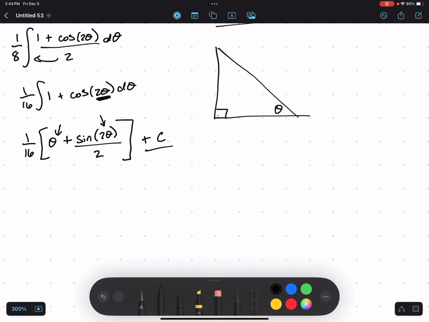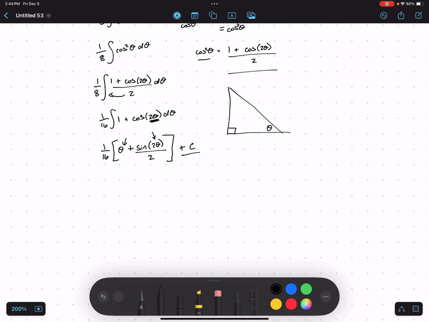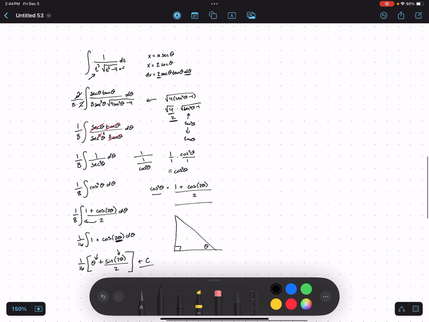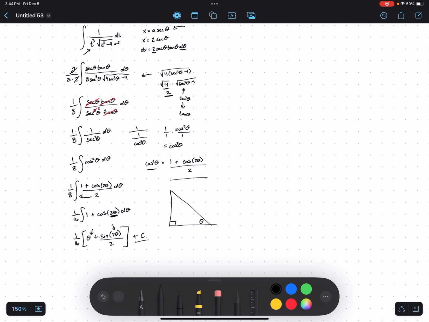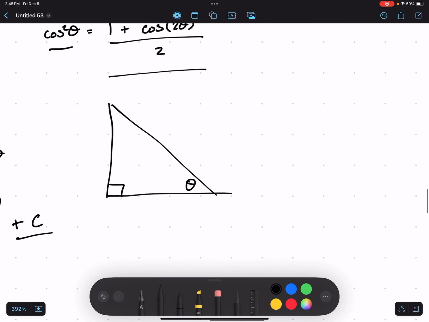So we've got a triangle, a right triangle with theta there. And if we go all the way back up here, remember that we let t, or x, equal a secant theta, or 2 secant theta.